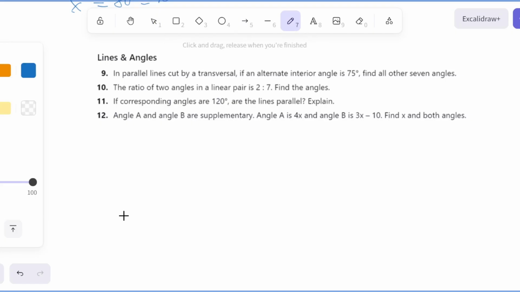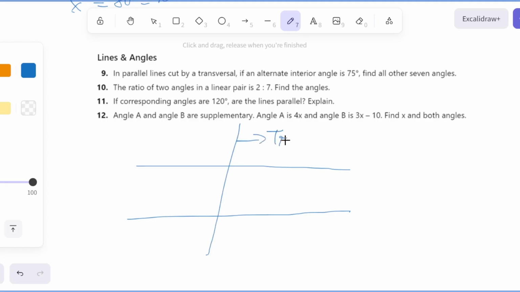The question is, in a parallel lines cut by a transversal. Before that, I would like to explain the concept. What type of angles are formed when two parallel lines are intersected by a third line? This third line is known as a transversal. So, what is a transversal? A line which intersects the two parallel lines.